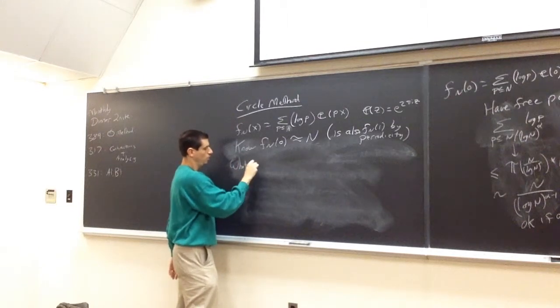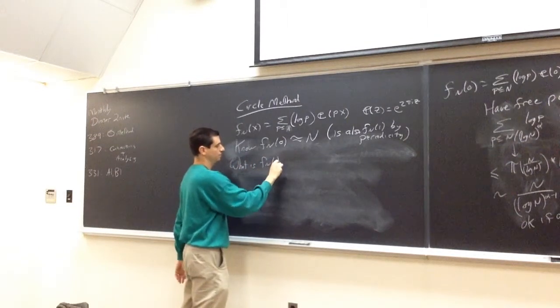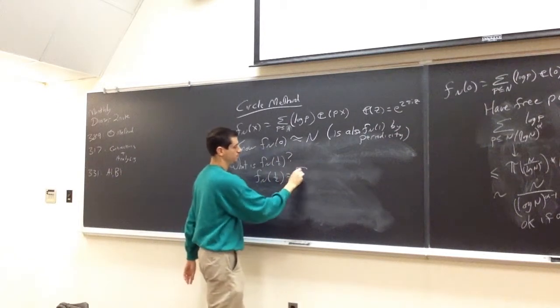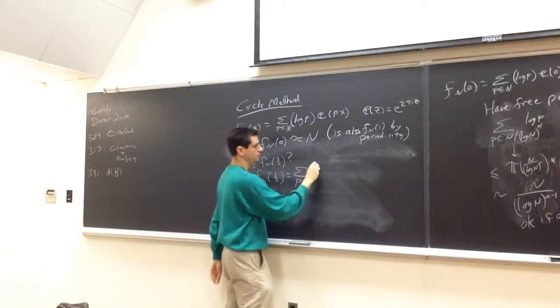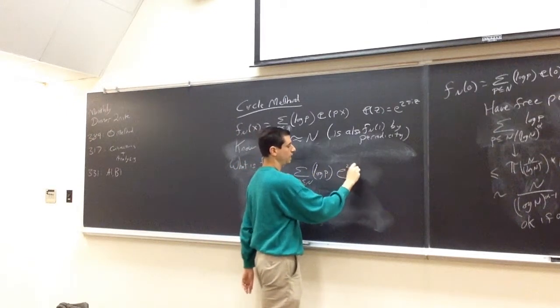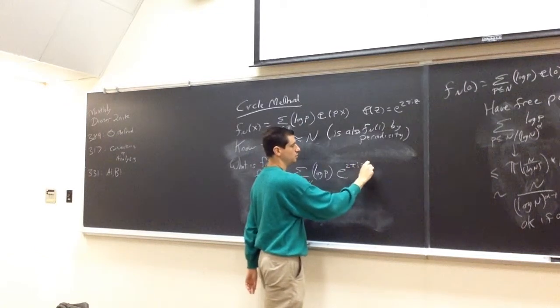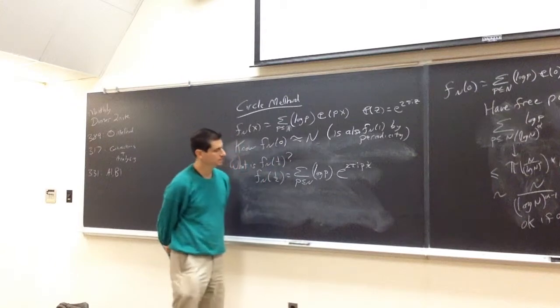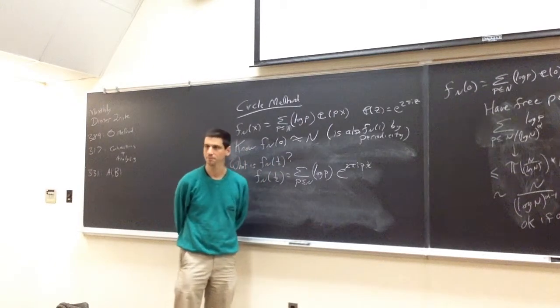So what is Fn of a half? So Fn of a half is going to be the sum p less than or equal to n log of p, and I'll write it out, e to the 2 pi i p times 1/2. The 2 and the 1/2 cancel, and we have e to the pi i p. So what can you say about that?